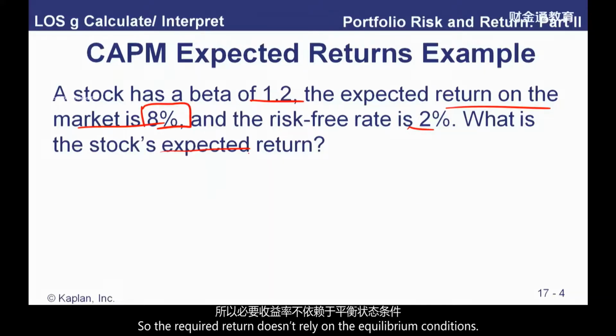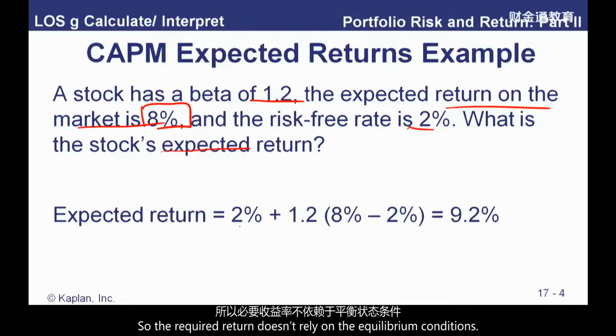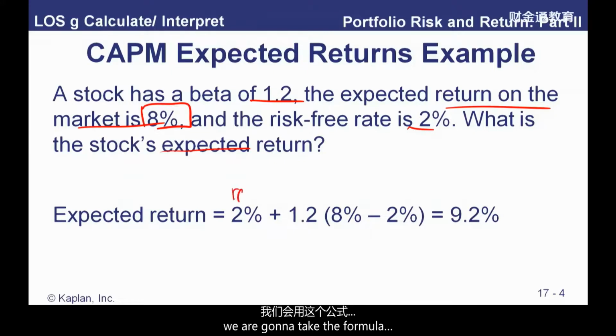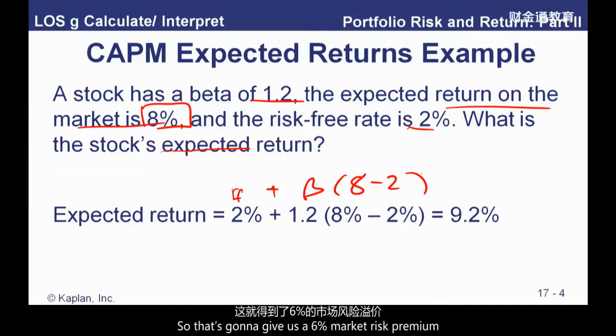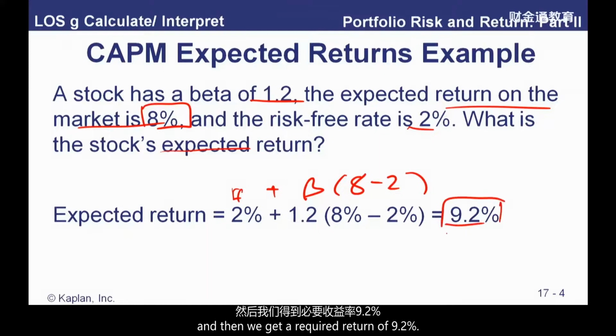So the required return doesn't rely on the equilibrium conditions, but all we're going to do is take the formula, this is RF, plus the beta of 1.2 times the market risk premium, that's 8% minus the risk-free rate of 2, so that's going to give us a 6% market risk premium, and then we get a required return of 9.2%. Let me point out one important thing, a safety tip for the exam.